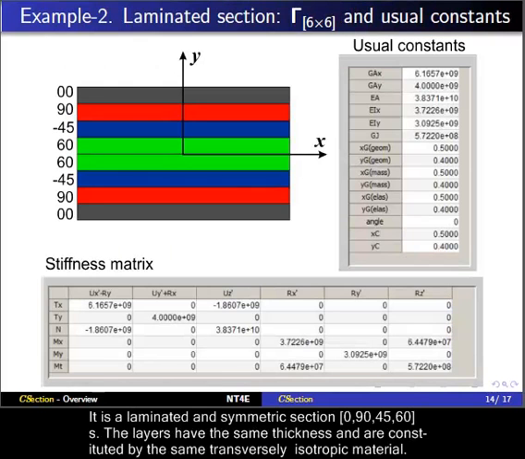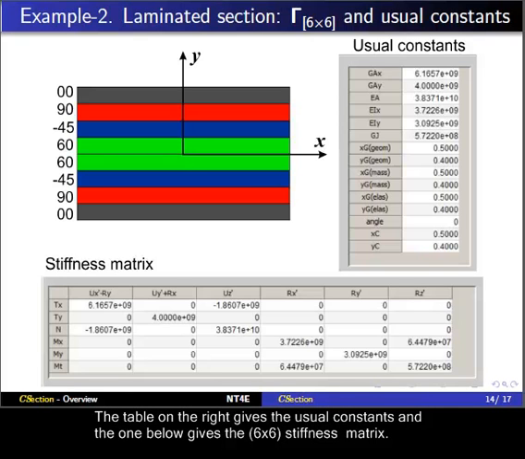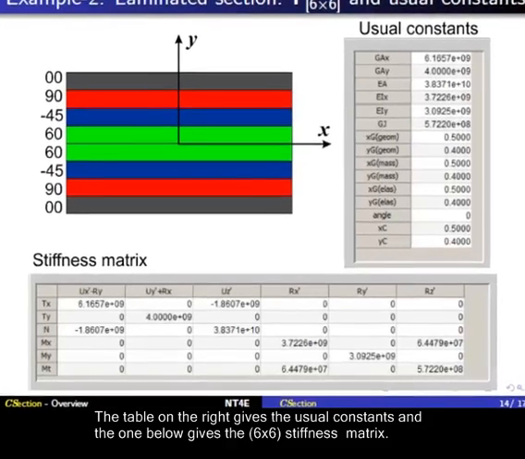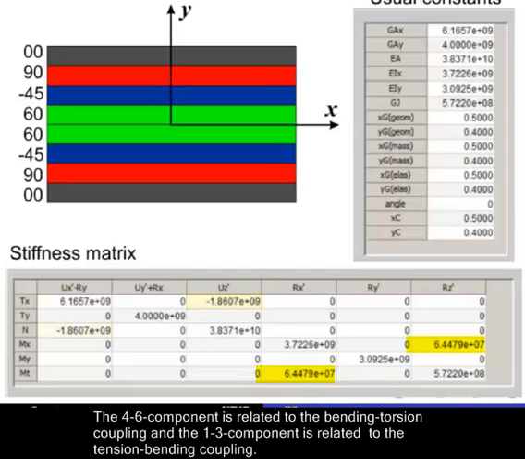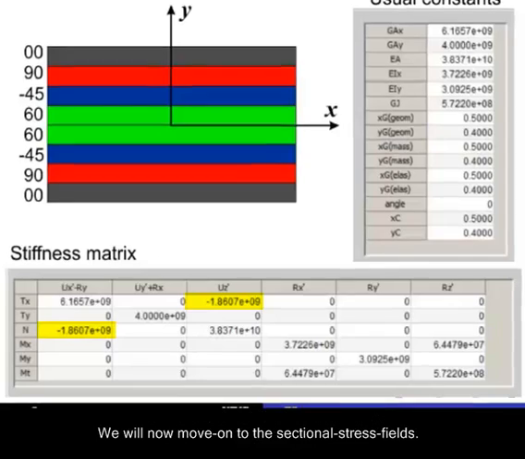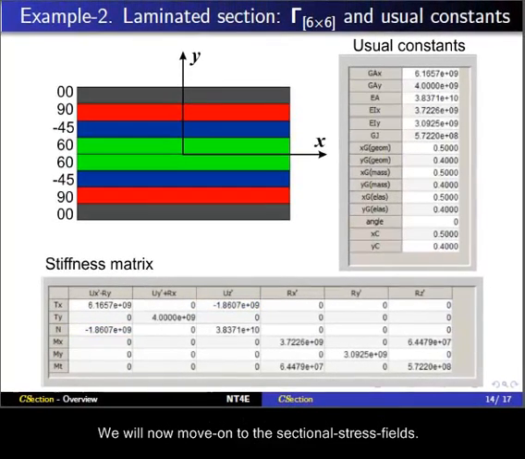It's a laminated and symmetric section. The layers have the same thickness and are constituted by the same transversely isotropic material. The table on the right gives the usual constants, and the one below gives the 6-6 stiffness matrix. As expected, this laminate presents only 2 types of elastic coupling. The 4-6 component is related to the bending torsion coupling, and the 1-3 component is related to the tension bending coupling. We will now move on to the sectional stress field.